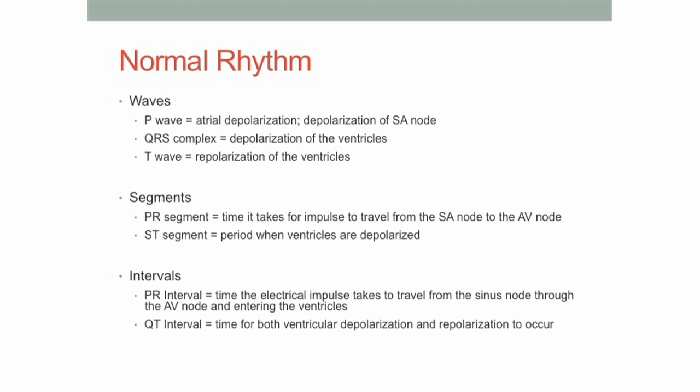And then there's intervals as well. There's the PR interval and the QT interval. The PR interval is the time the electrical impulse takes to travel from the sinus node through the AV node and entering the ventricles. The QT interval is the time for both ventricular depolarization and repolarization to occur. And these are what you're going to be able to tell if there's some sort of block or any type of physiological problem with the heart if any of these are abnormal.